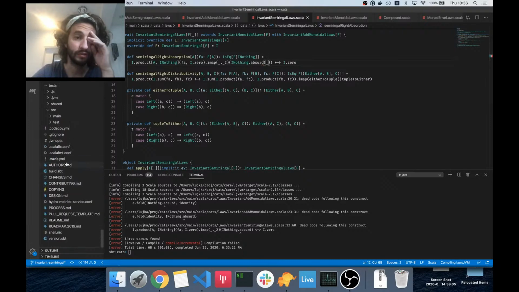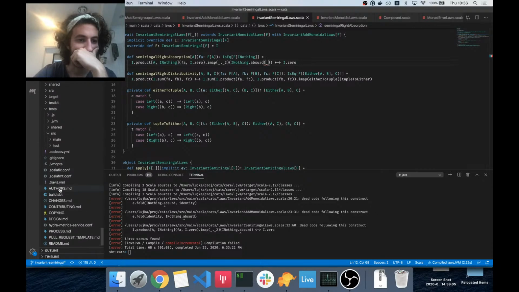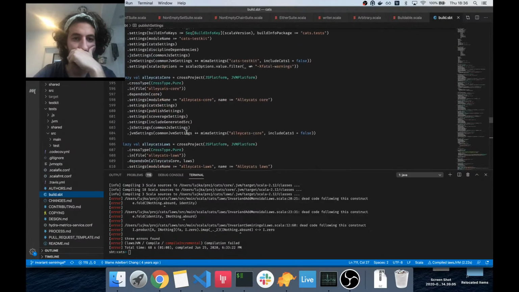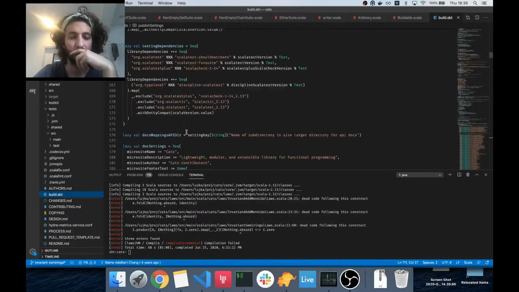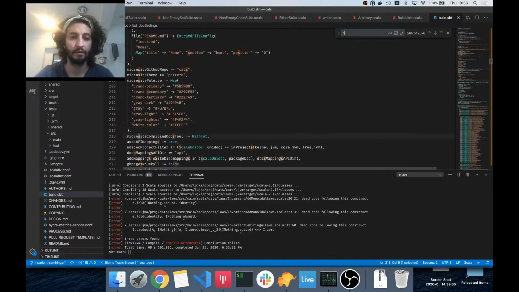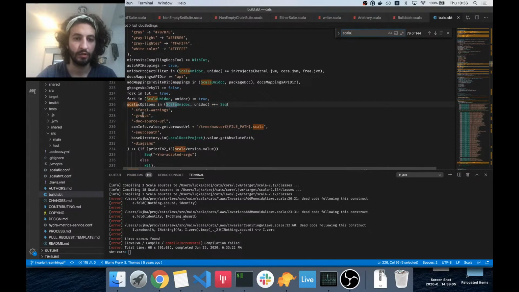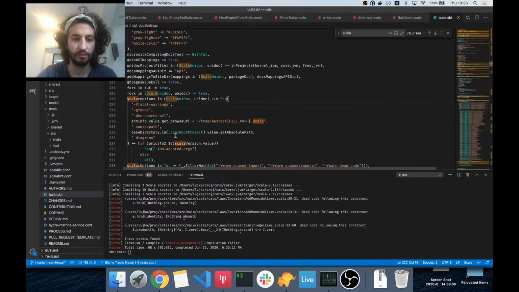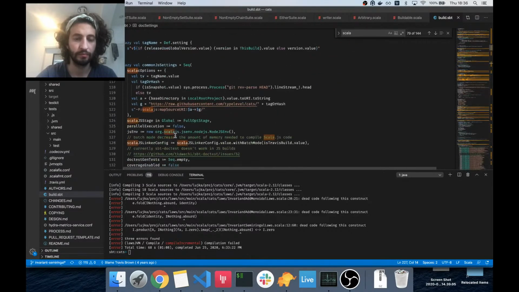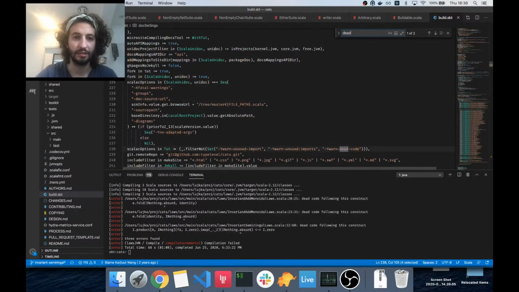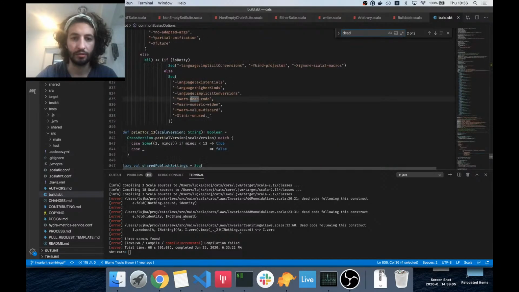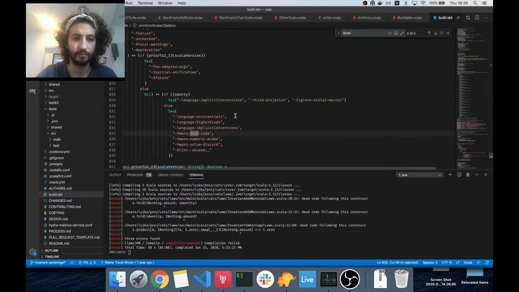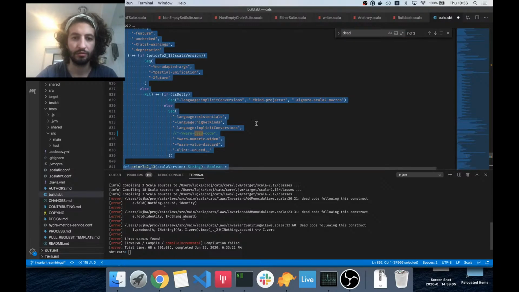Let's turn off the warning. Dead code warning. Where's BT? Oh, I wonder if it's even in here. Scala, fatal warnings. Is it dead? Y1 dead code. So yeah, we'll just uncomment this for now.